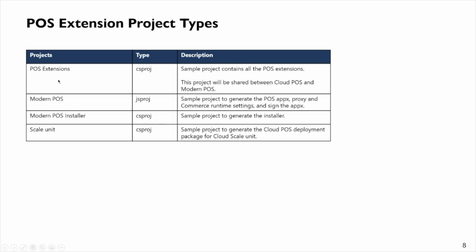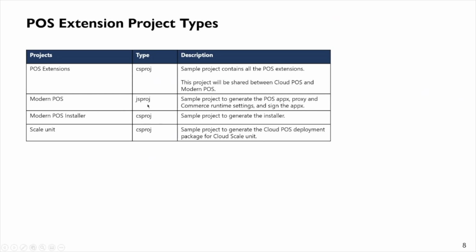Then the next step is, now I am done with my extension. For Modern POS, you need to create the Apex file for an installer; for CPOS, you need to create the deployable package. So after I created my extension, if I want to do it for Modern POS, the next step is you will create a JS project, where this project will help you to generate the Apex file. And if you're consuming any offline CRT settings or the offline CRT DLL, and you want to generate the proxy and then sign, you will do all those things in this project.